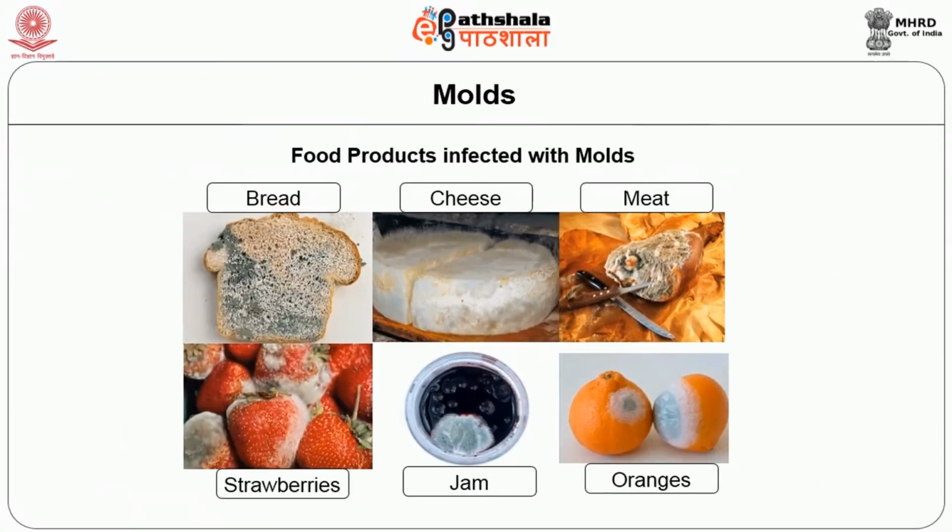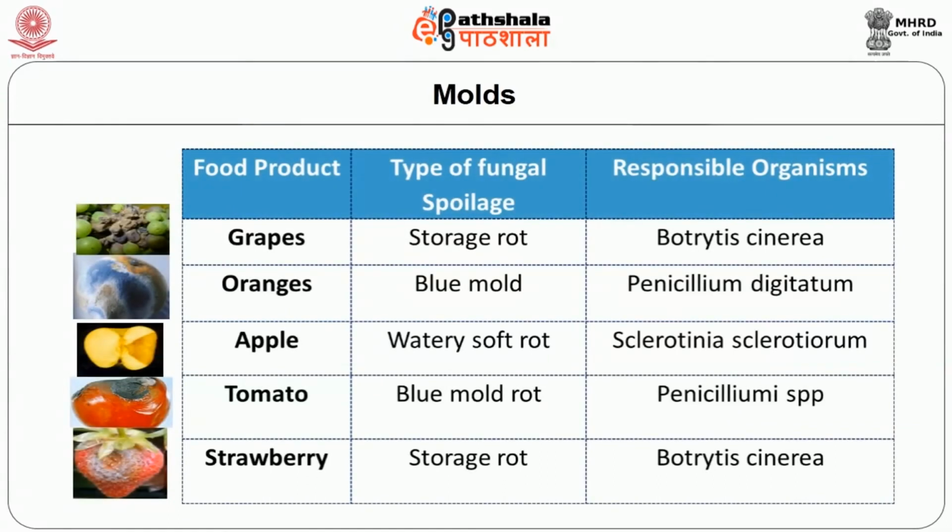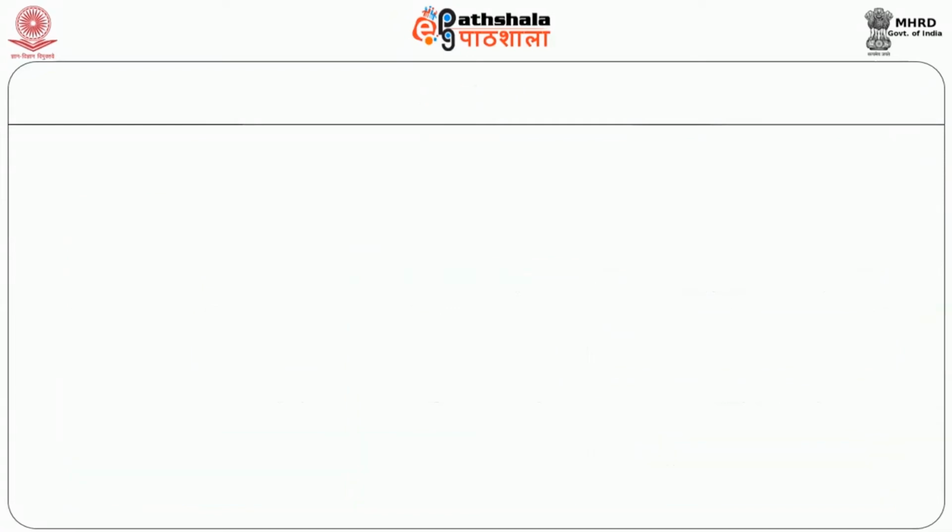Mold growth is generally seen in foods like bread, cheese and meat. They are easily destroyed by thermal treatment. Processing of foods at a temperature of 100 degrees Celsius for a suitable length of time will destroy both yeast and molds. Here you can view some of the fungal spoilage in fruits with the responsible organisms given in the table. The third spoilage causing microorganism is bacteria.